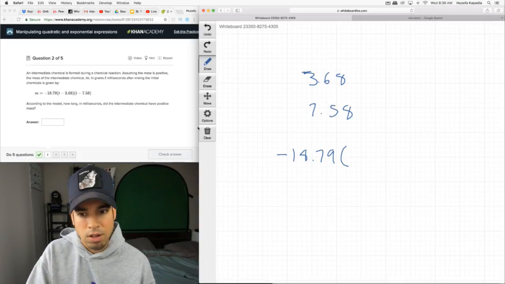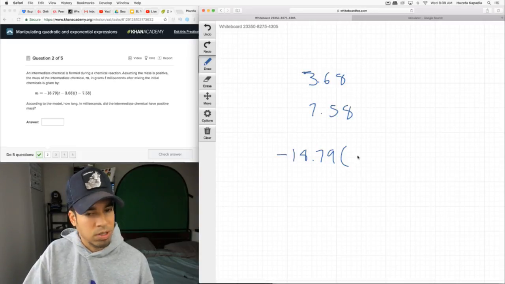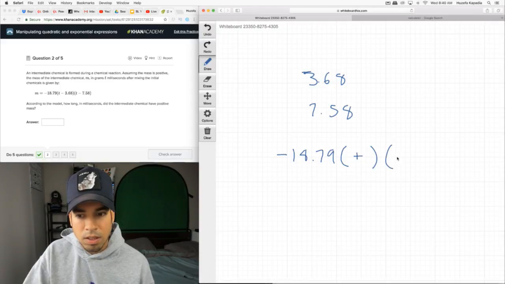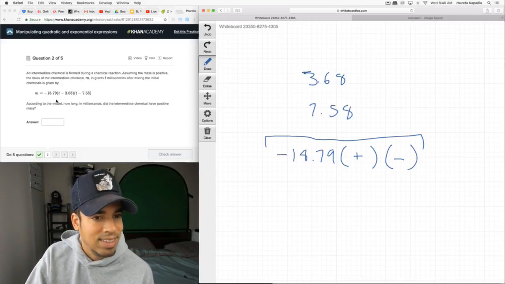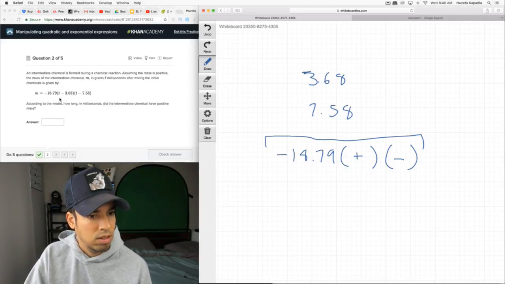And then let's say this were between 3.68 and 7.58. So I'm just going to say 4. I'm not going to go with the specific values. This thing will be a positive value. This thing, 4 minus 7.58, would be a negative value. And we'd have a positive mass. And then when it's 0, oh, I see.